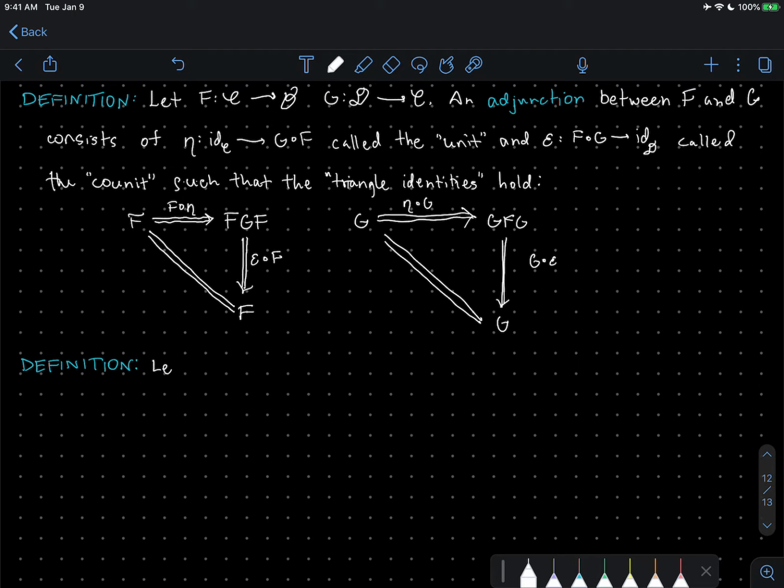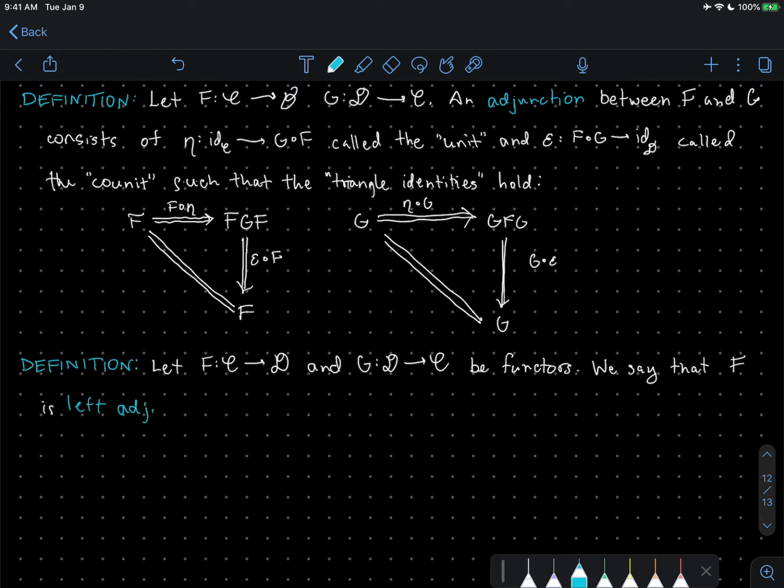Let's start again in the same way. So let F and G be functors between C and D. F goes from C to D, and G goes from D to C. So we say that F is left adjoint to G, and duly G is right adjoint to F, in both cases written F, then with a turnstile G, where the turnstile points toward F.